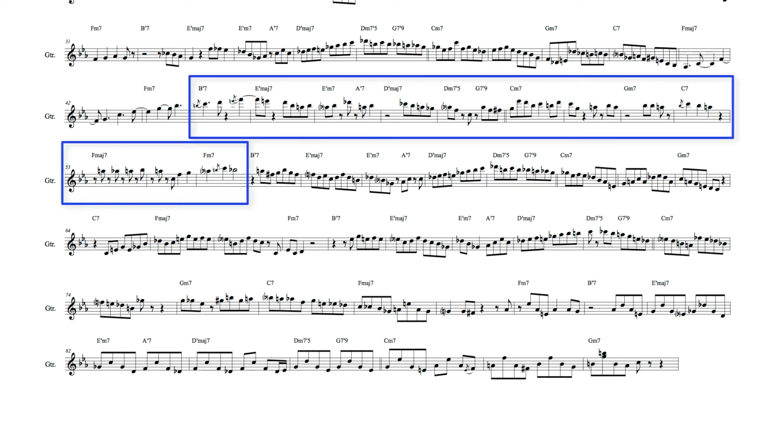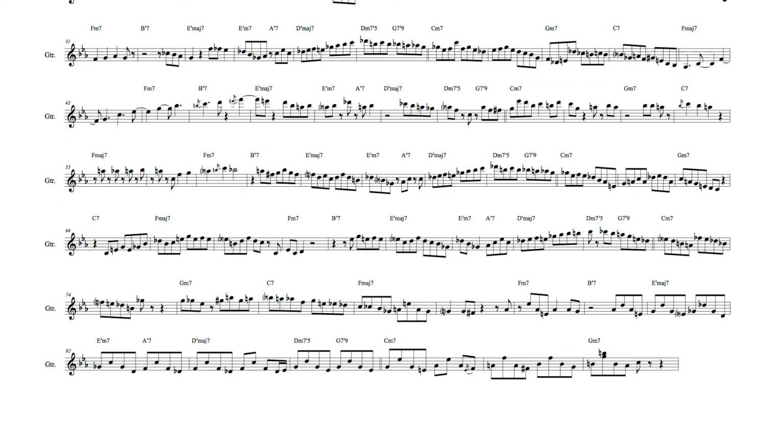Through these bars, Metheny is again essentially using chord notes connected with passing and incomplete neighbour notes. For example, here he uses the B flat 7's 9th, 3rd and 5th degrees. Here, E flat major's 7th and 5th degrees. Here, E flat minor's 5th and 7th degrees. Here, the D minor 7 flat 5's 5th, 3rd and 7th degrees, and so on.